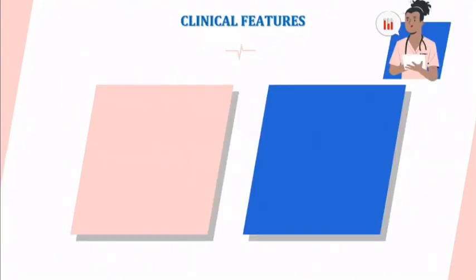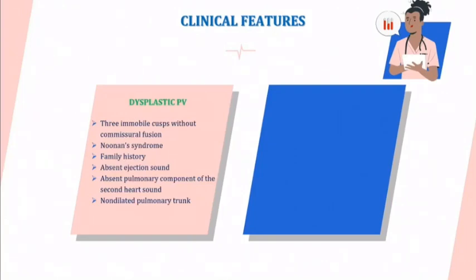Coming to clinical features, to brief with the dysplastic pulmonary valve, it is anatomically characterized by 3 mobile cusps without any commissural fusion. Here the valve cusps are thick and redundant and barely mobile. And this is the cause for the abnormal signs that are elicited during the dysplastic pulmonary valve, and it is a common association with the Noonan syndrome, and a strong family history is always there. And as said, there is absent ejection sound and absent P2 component of second heart sound. This is because of the immobility of the valve cusps, and the pulmonary trunk is often non-dilated.